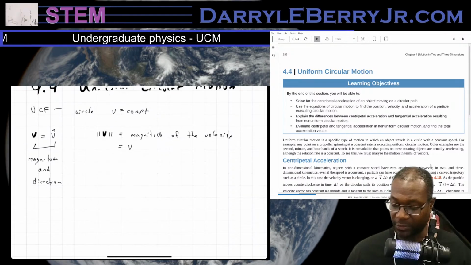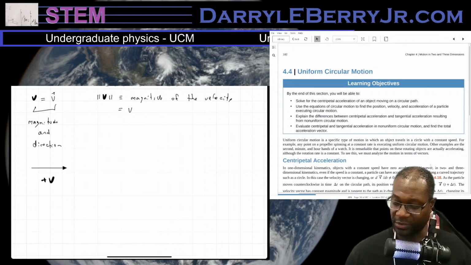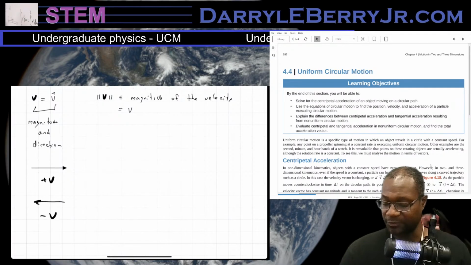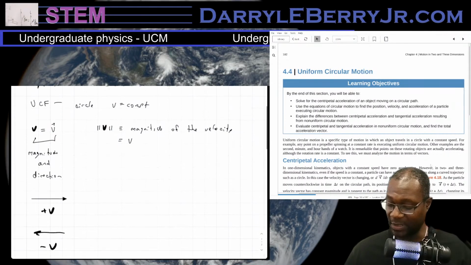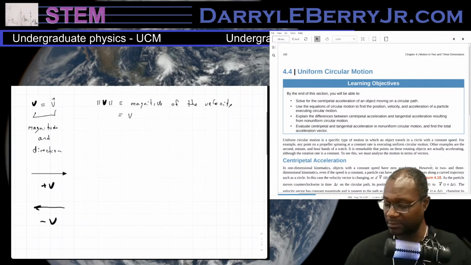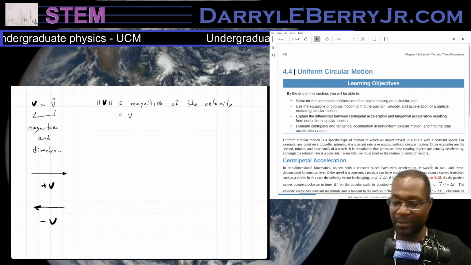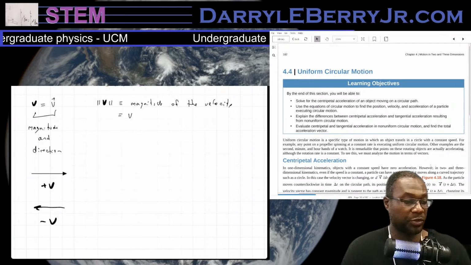So for instance, if I'm going to the right, I can define that as a positive velocity, which means that if I start going to the left, then that's a negative velocity, if I define my axes that way. So even though the speed of each of these can be the same, the absolute value of v is the same thing as the absolute value of negative v. The velocity will be different, diametrically opposed.